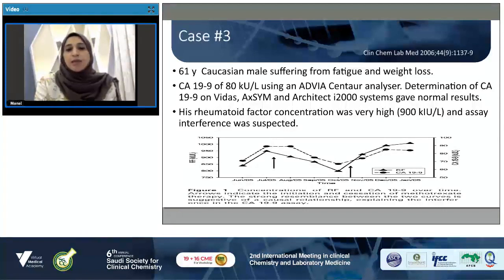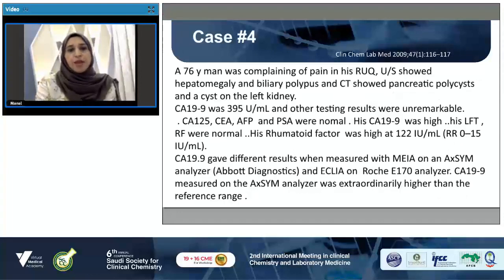The CA19-9 was 80 on the Advia Centaur, but when they measured it on the AXSYM and Architect i2000, it was normal. The patient's rheumatoid factor was high at 900, and you can see here the fluctuation. The triangle is the rheumatoid factor, and the circle is the CA19-9. Whenever there is a high rheumatoid factor, the CA19-9 is high. Whenever the patient goes into remission and the rheumatoid factor decreases, his CA19-9 decreases. So there is an interference from rheumatoid factor on the method in that lab.